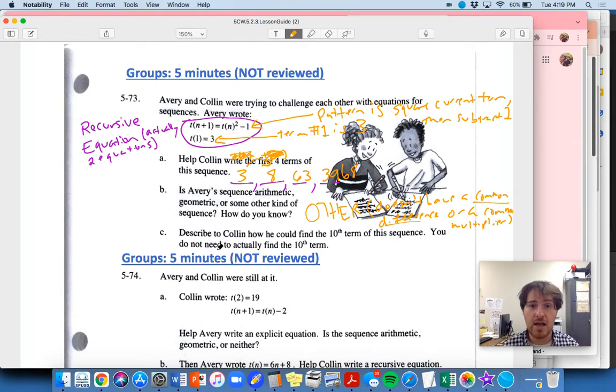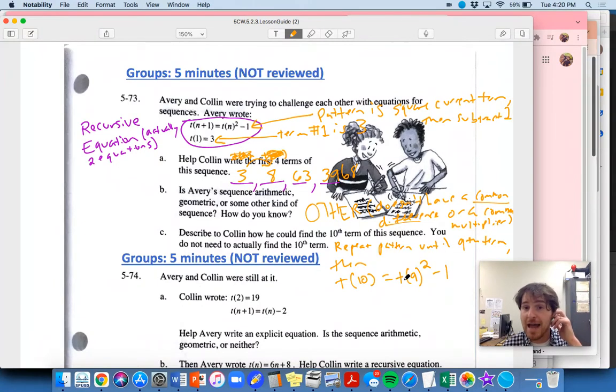Okay, describe to Colin how we find the 10th term in the sequence. You do not need to actually find the 10th term. Repeat the pattern until the 9th term. Once you get the 9th term, to get t of 10, what you need to know is t of 9. You need to know what the 9th term is. You'd square it and subtract 1 from it. That's what you'd have to do.